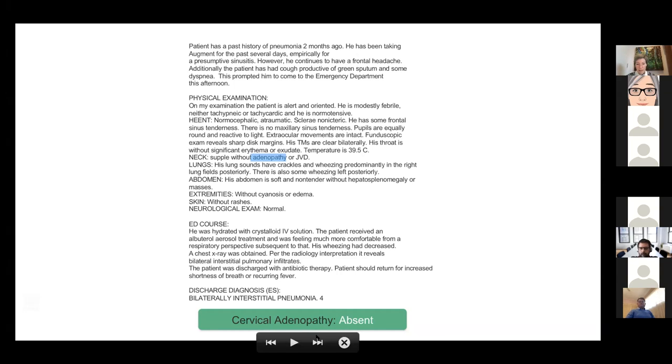All right, last one is pneumonia. So read over these sentences and let me know what you think about pneumonia.